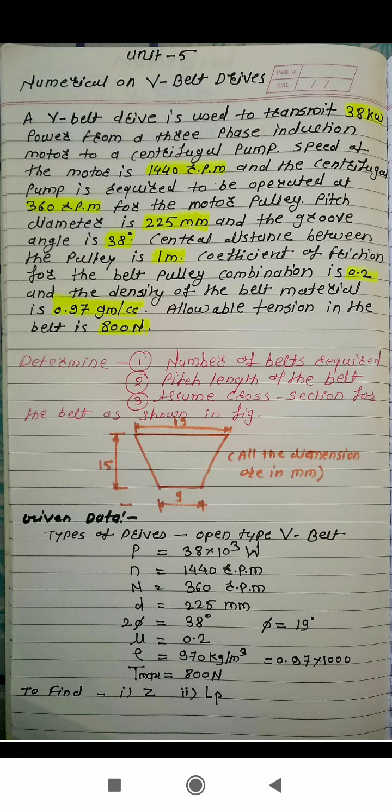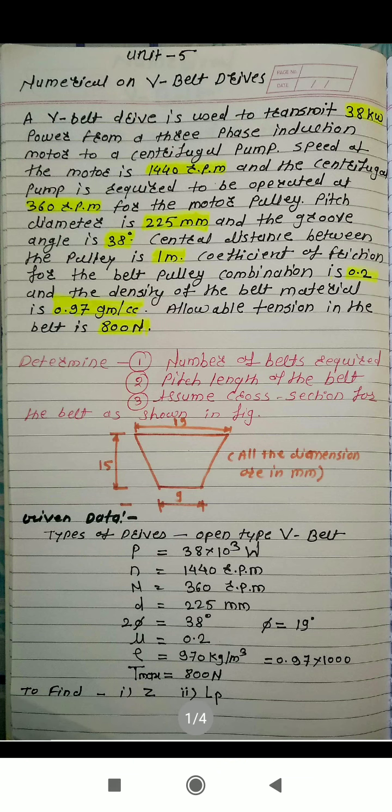For the motor pulley, pitch diameter is 225 mm and groove angle is 38 degree. Center distance between the pulleys is 1 meter. Coefficient of friction for the belt pulley combination is 0.2 and density of belt material is 0.97 gram per cubic centimeter. Allowable tension in the belt is 800 Newton.